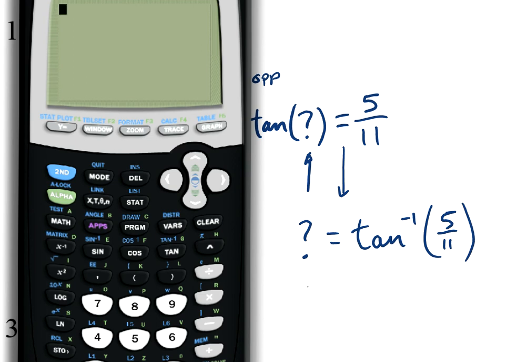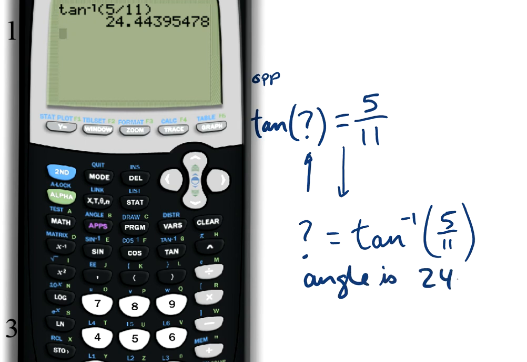In order to find this angle, I'm going to enter on my calculator: second, inverse tangent, and then 5 divided by 11. Close the parentheses and press enter. It says that it's 24.44. Now the instructions say find the angle to the nearest degree. If I round to the nearest whole degree, I would have to say that this particular angle is 24 degrees.